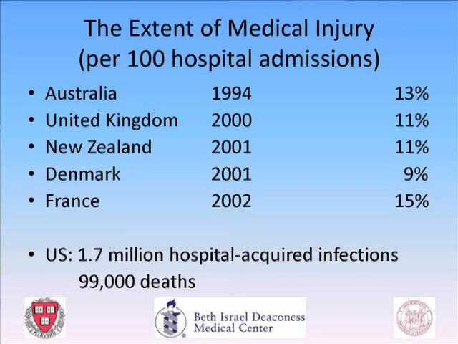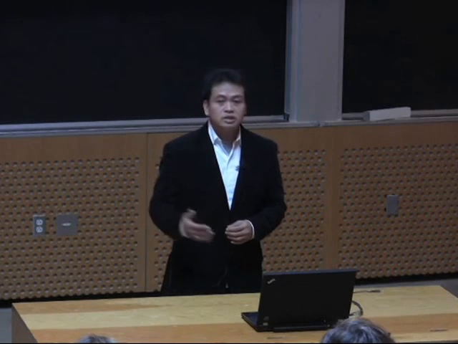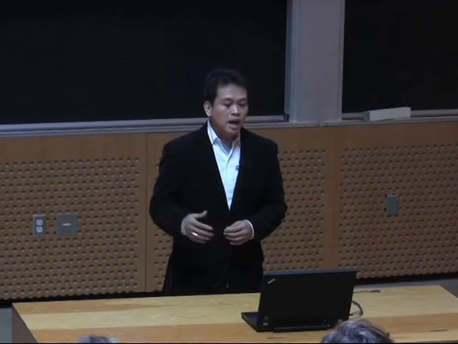This is some of the studies that have been done mostly in the developed world. Unfortunately, we don't have numbers from the developing countries. And the numbers in terms of the extent of medical injury per 100 hospital admissions range between 10 to 15%. And these are from chart reviews. Other people are saying that if you actually do observational studies, the numbers are going to be higher.